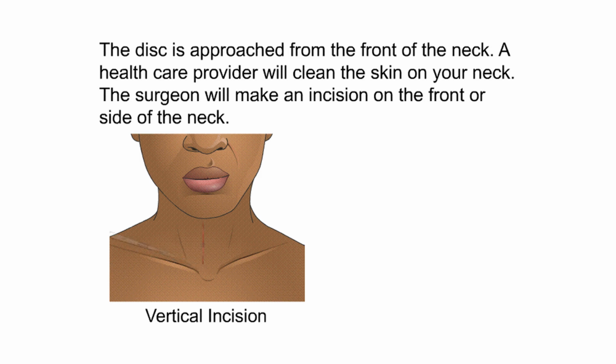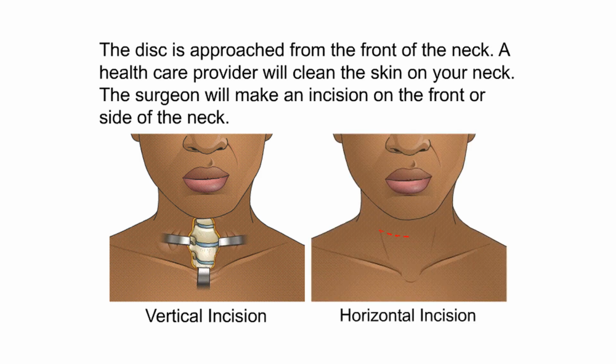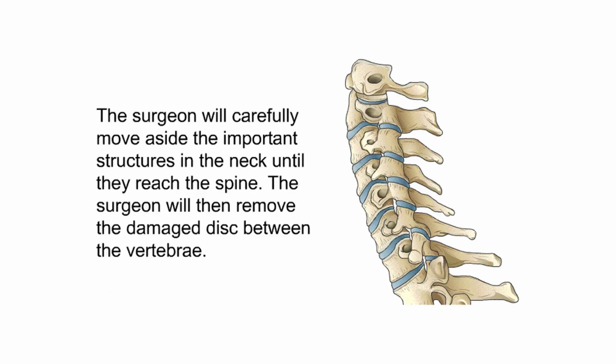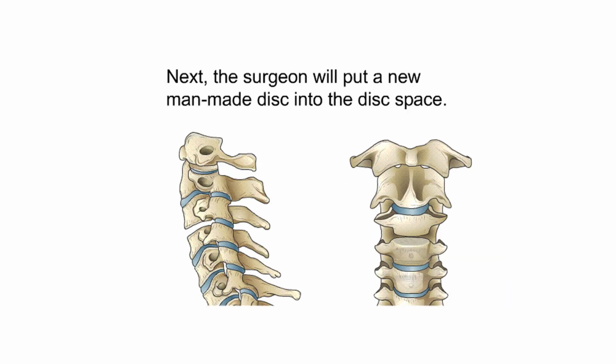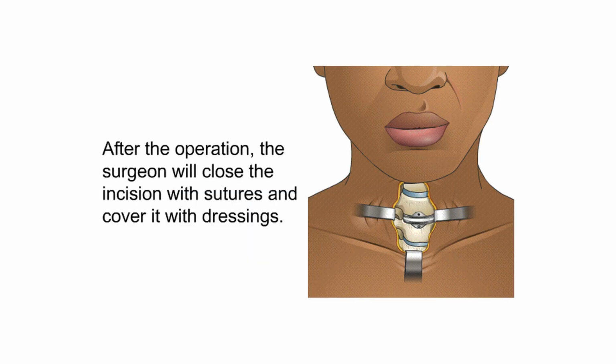A healthcare provider will clean the skin on your neck. The surgeon will make an incision on the front or side of the neck. The surgeon will carefully move aside the important structures in the neck until they reach the spine. The surgeon will then remove the damaged disc between the vertebrae. Next, the surgeon will put a new man-made disc into the disc space. After the operation, the surgeon will close the incision with sutures and cover it with dressings.